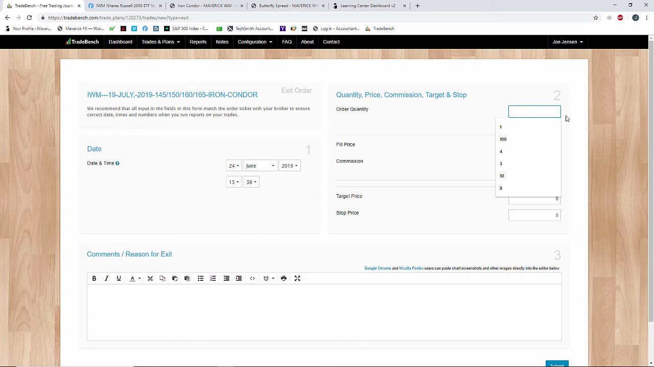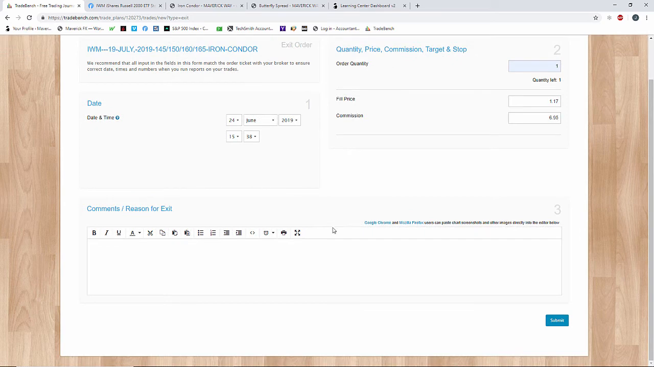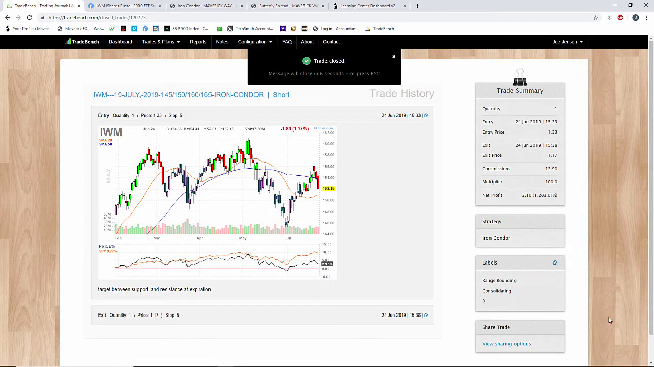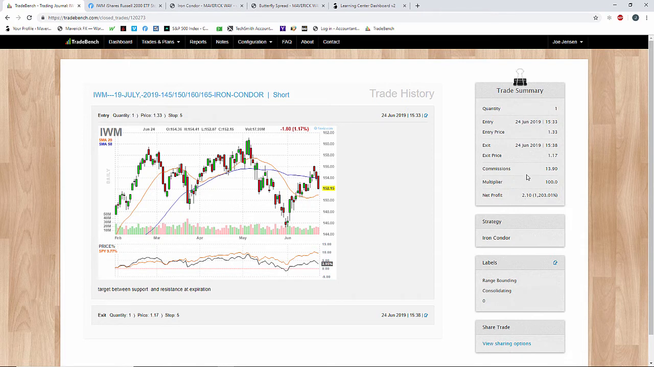So order 1, because that's one contract, fill price 1.17. Which shows we still get a gain. We're just not going to get the full $1.33. We're only actually going to get, what is that, about 12 cents, 13 cents? Well, let's do it right. 16 cents. All right. Okay, so we're out. And it's pretty easy to read. Net profit of $2.10, multiplier times 100, commissions $13. We basically broke even on this, and the reason being is because it went above one of our strike prices.